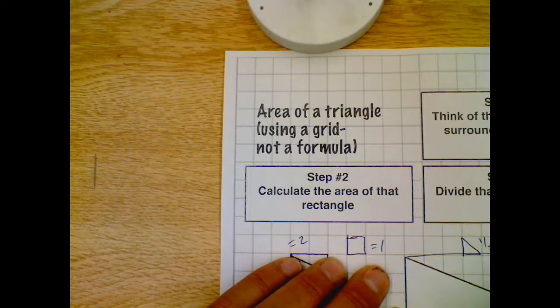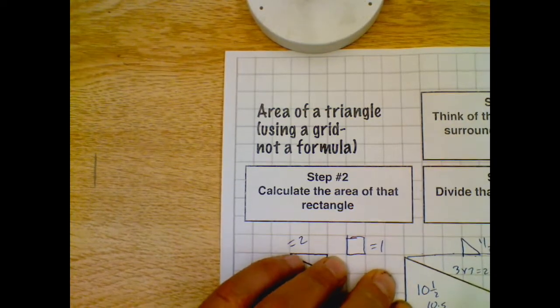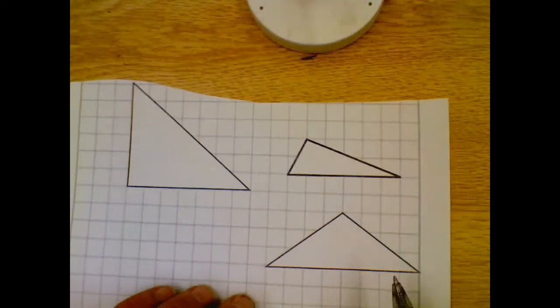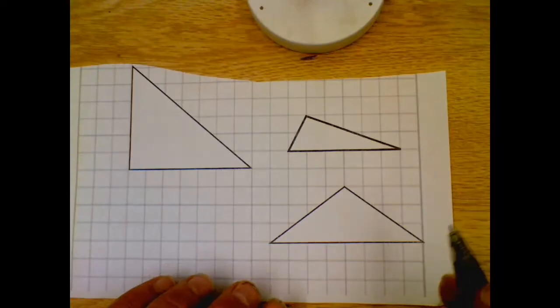I've got a rectangle that's 3 by 1, 2, 3, 4, 5, 6, 7. 3 times 7 equals 21. So half of 21 is 10.5. That would be the area of this triangle. So one of the easiest ways to do it is just to imagine a rectangle that encompasses the triangle.